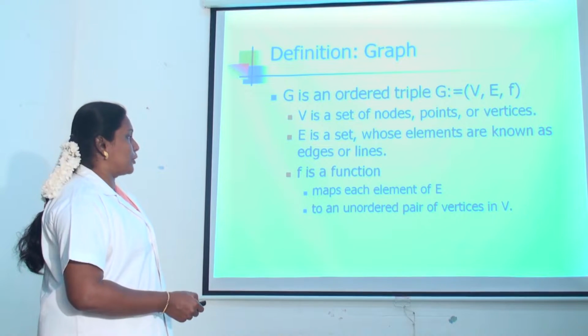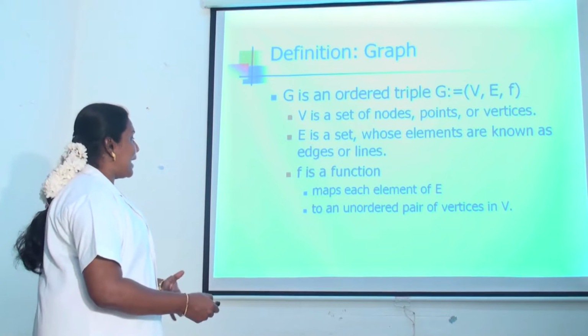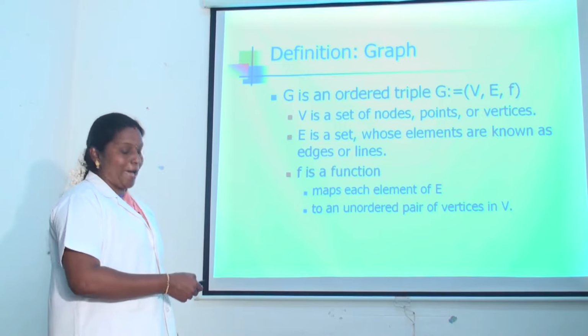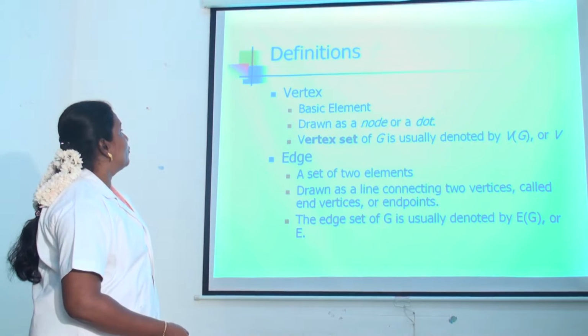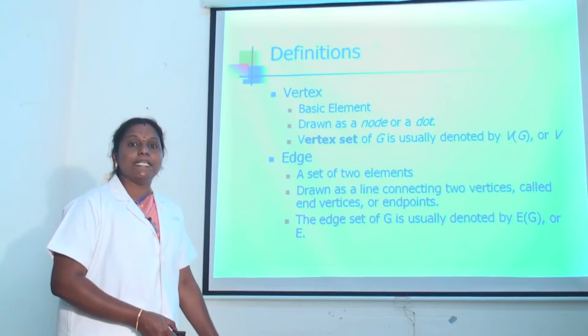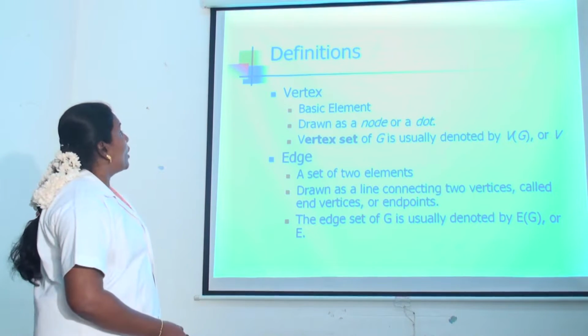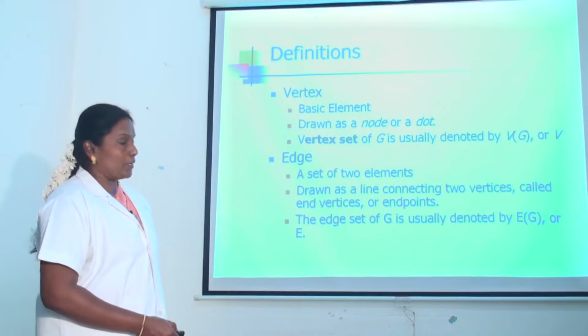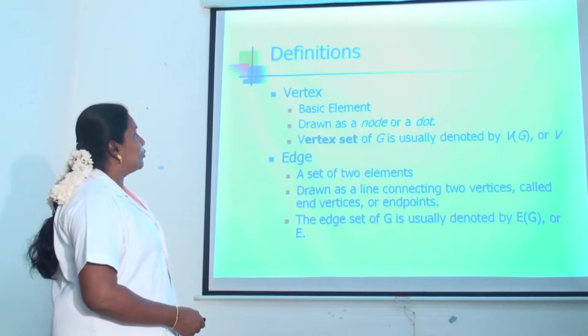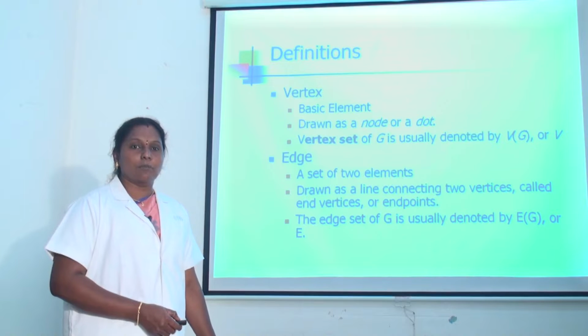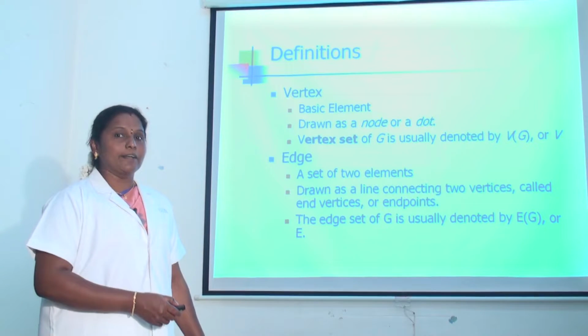Okay, and f is the function. That function is mapped into an unordered pair. Okay, next is vertex. What is the vertex? It is the basic element drawn as a node or a simple dot. Okay, and then the vertex set of G is usually denoted by V of G or simply V.